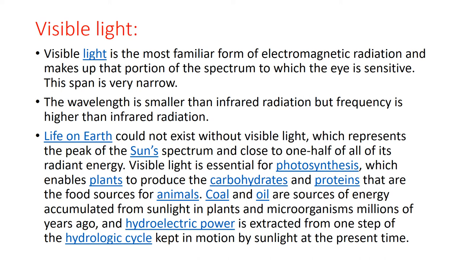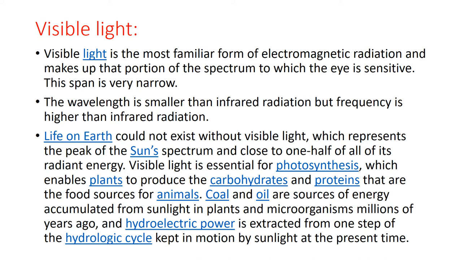because plants absorb the visible light coming from the sun and use that visible light for the process of photosynthesis, from which the plant produces carbohydrates and proteins for their food. And coal and oil are the sources of energy which can also be accumulated from sunlight in plants and microorganisms.